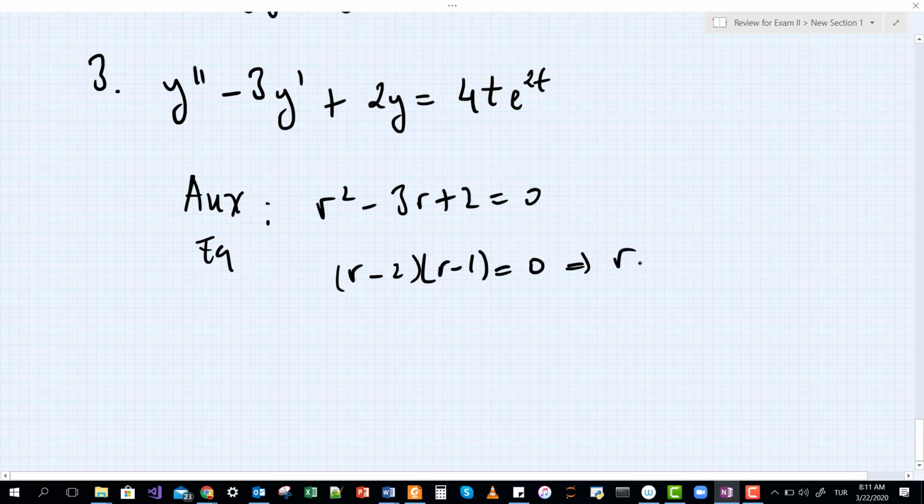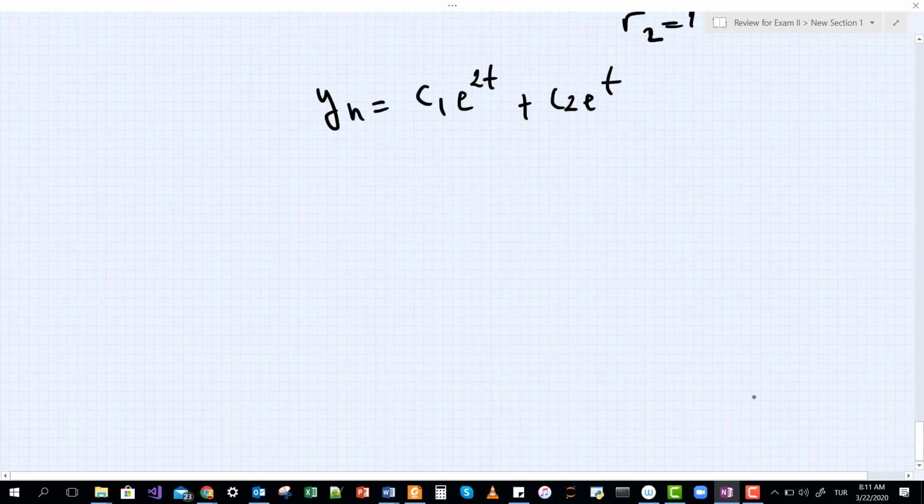So I can find out my roots are going to be equal to 1 and 2. And my homogeneous solution to this one, since I have two distinct roots, I'm going to have two linearly independent solutions. I can combine them linearly to have my homogeneous solution, which is going to be equal to c1 e to the t plus c2 e to the 2t.